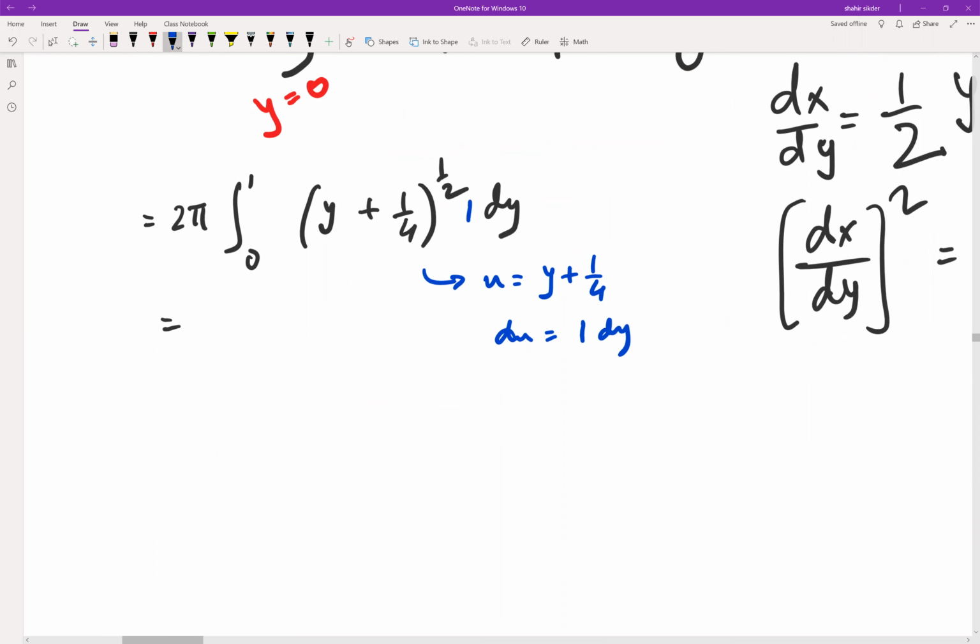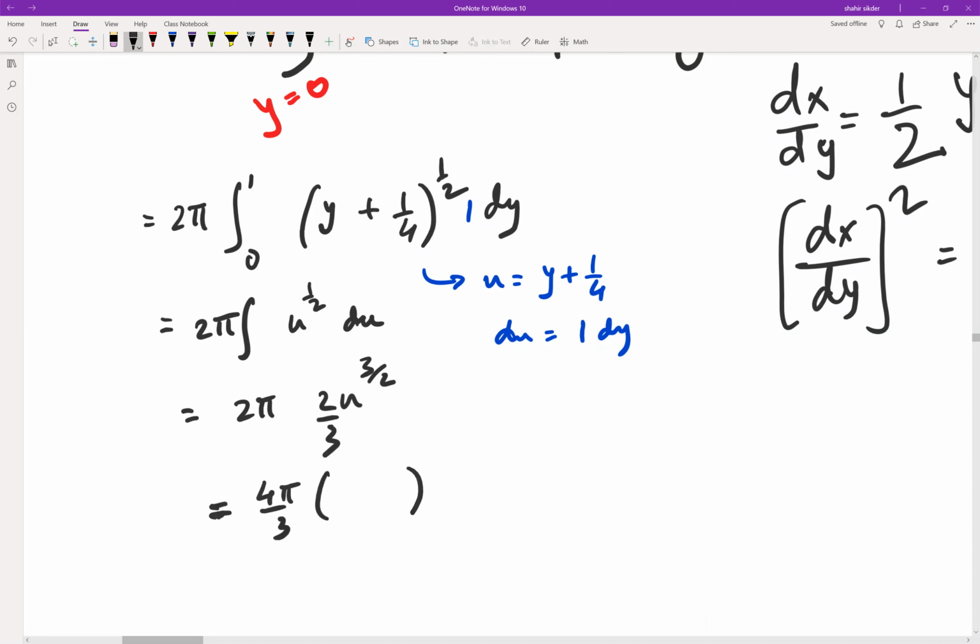So the question really looks like 2 pi. I'm not going to put my bounds because these are my bounds for y. I'm doing a u substitution, so this is like u to the 1/2 du. And how do we do that type of problem? It's u to the 3/2, times 2/3. That makes it 4 pi thirds. Our u is y plus 1/4 raised to the 3/2, evaluated from 0 through 1, because I back substituted my y's.